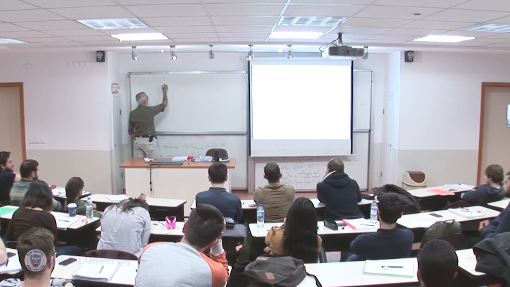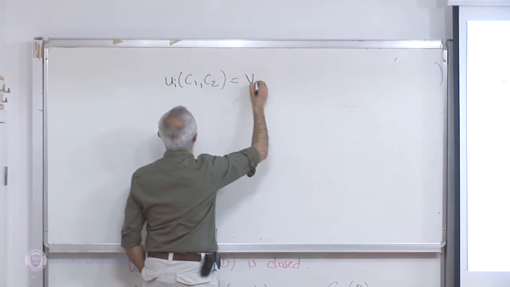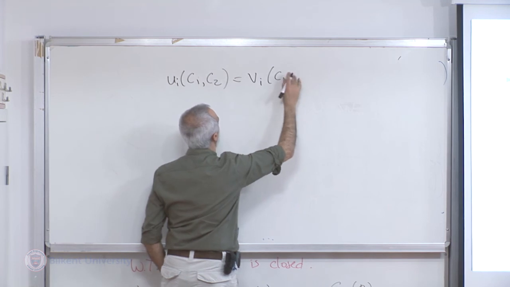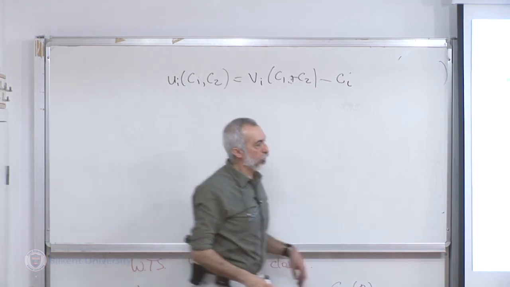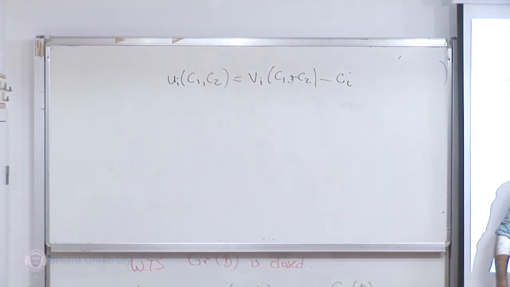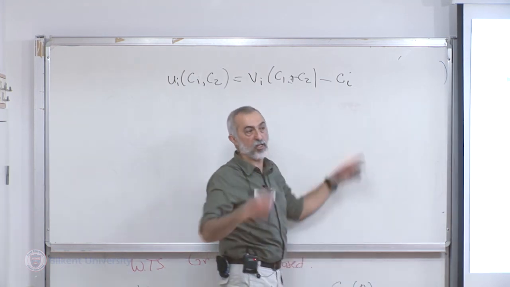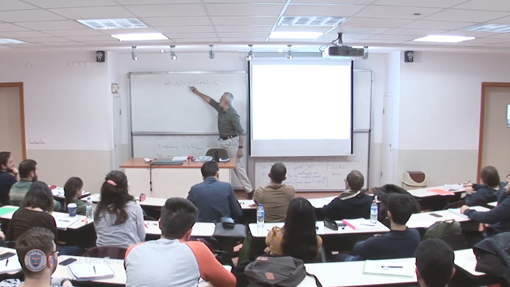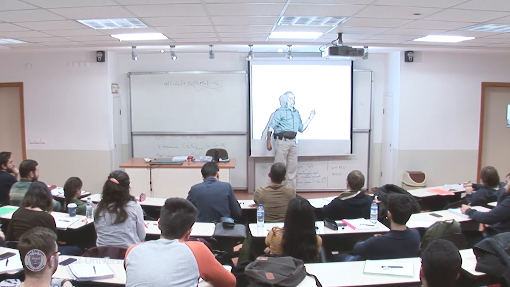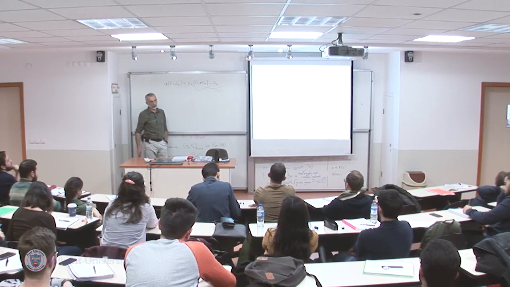So rather than taking that, we can just take this. We don't have to carry this extra baggage. It makes life a little bit easier, so I'll just spend less ink. This preference relation, this function, and this function represent the same preference relation. So drop the Wi, we have something simpler.